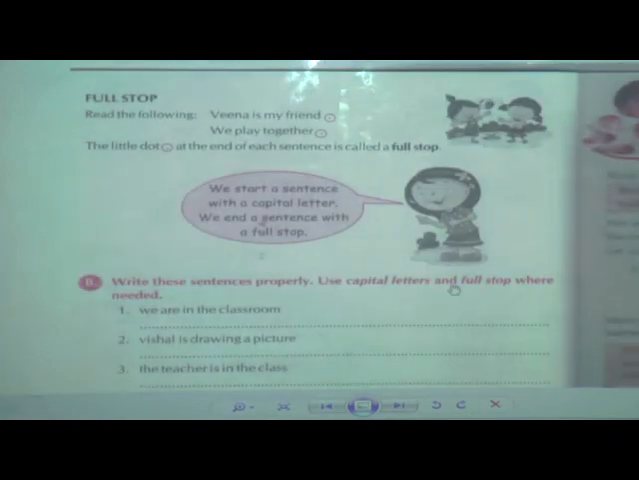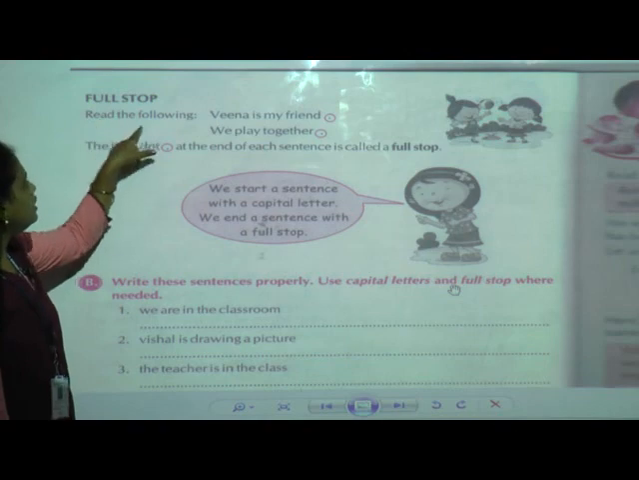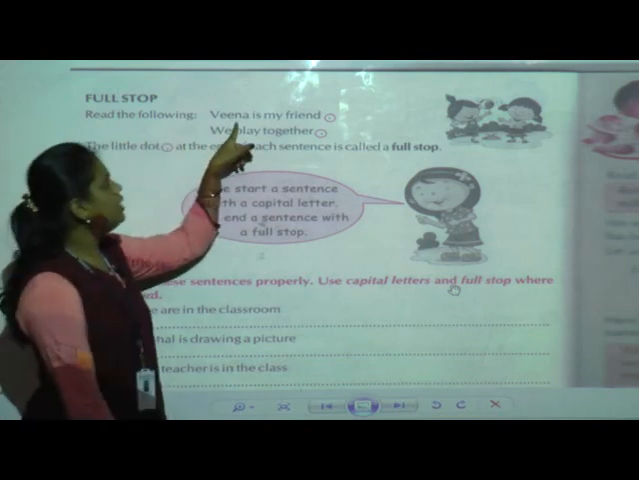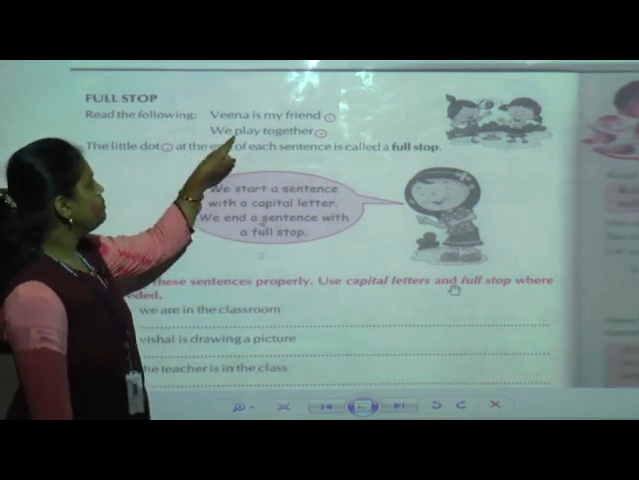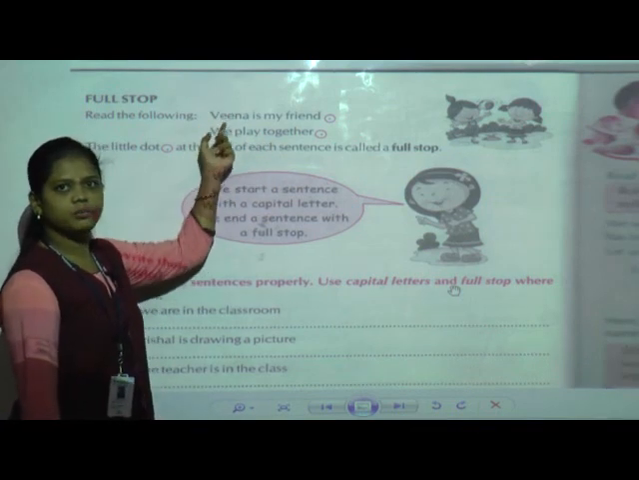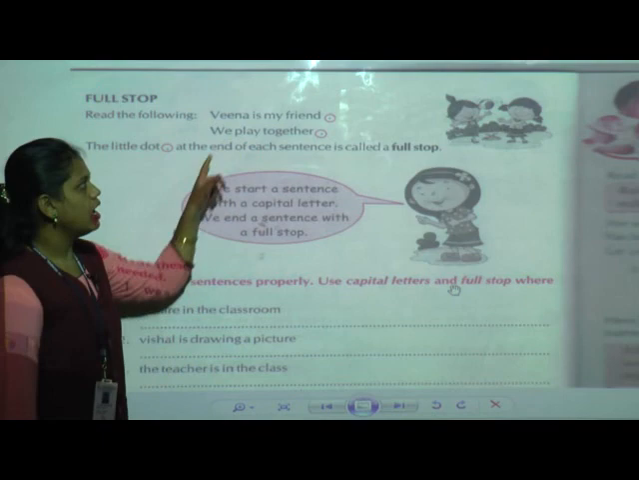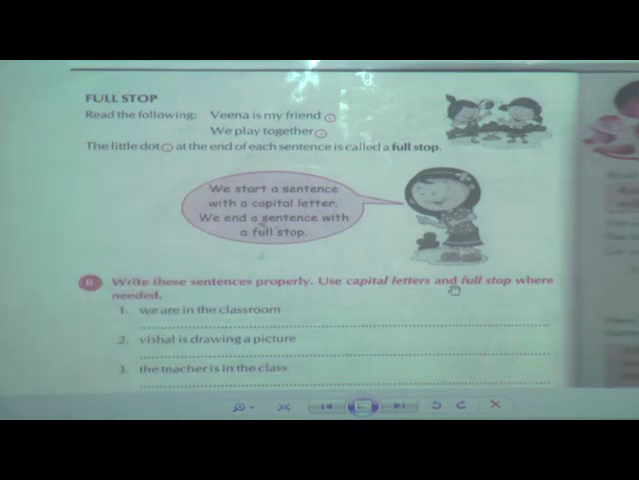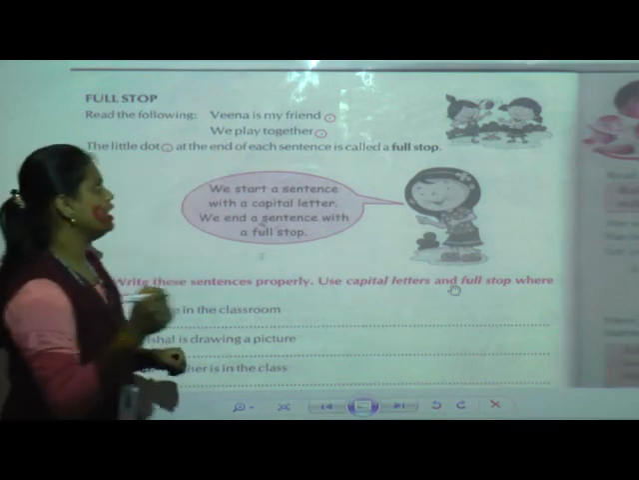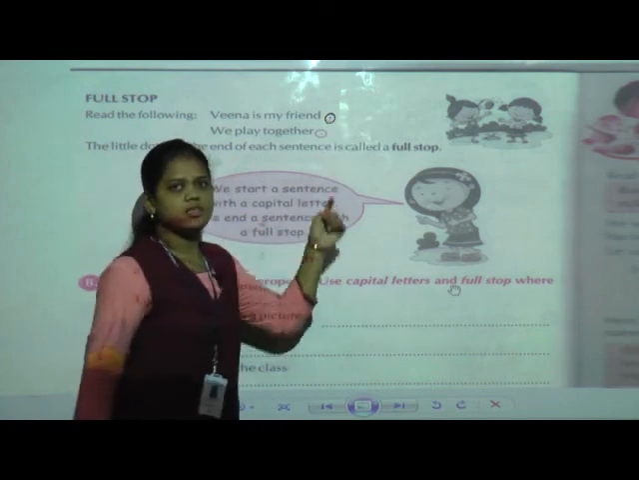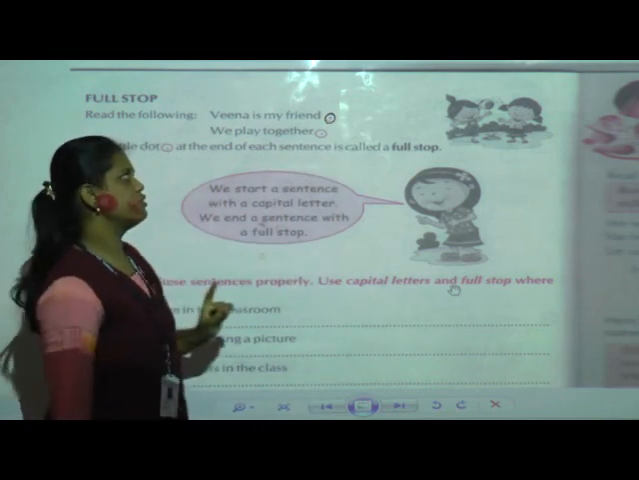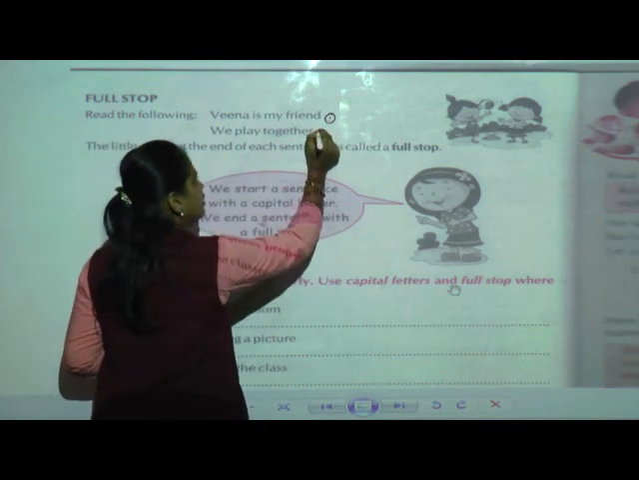See, full stop. Read the following sentence. Veena is my friend. Next is, we played together. Now these are both sentences we can see, and after each sentence a circle is given, and in the circle you can see a small dot. This dot means what? It is a full stop. Okay.